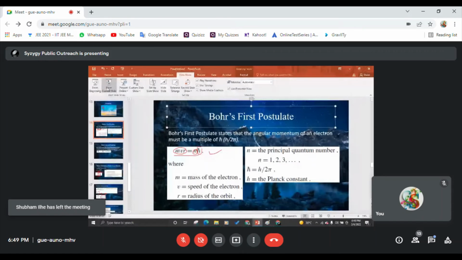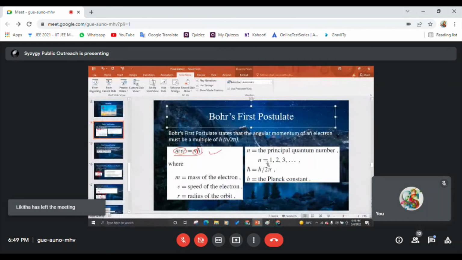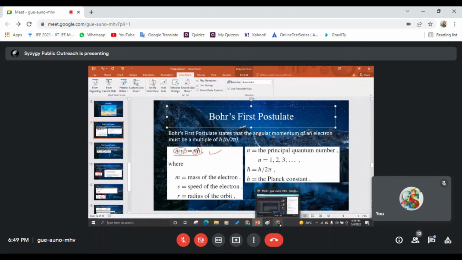Its value is like 6.625 times 10 to the power minus 34 joule seconds. You also get it on Google, so no need to worry. So the angular momentum is the integral multiple of that value, and that integral multiple is actually the principal quantum number, the nth energy level. n is similar to the K, L, M, N designation: K is 1, L is 2. So it's as simple as that.